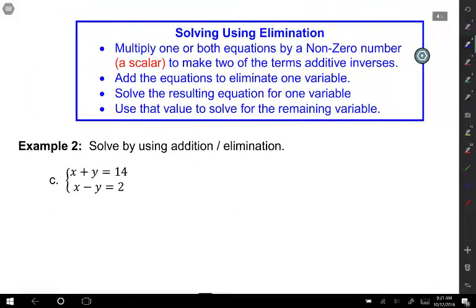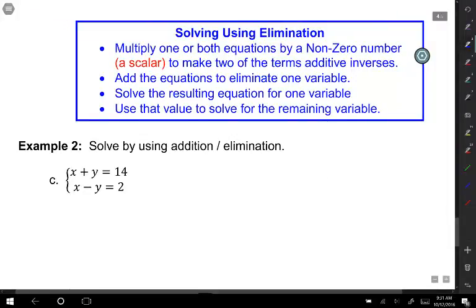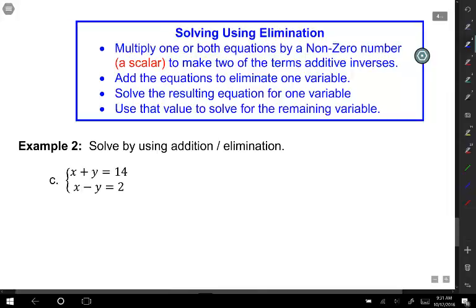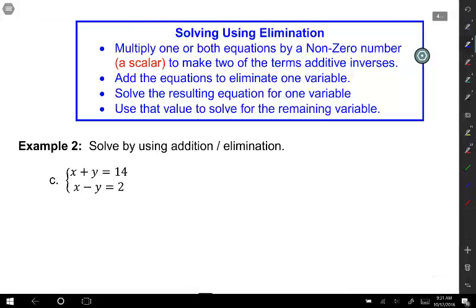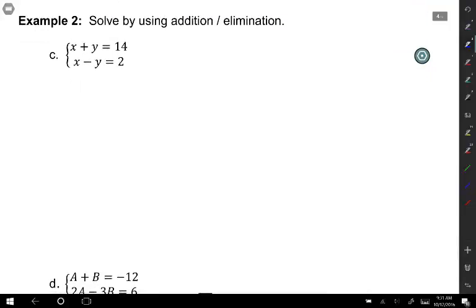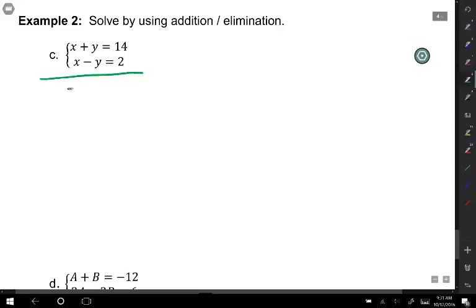Let's actually look at this, our general guidance. It said multiply one or both equations by a non-zero number called a scalar to make 2 of the terms additive inverses. That's that fancy word. Add the equations to eliminate one variable, solve what's left, and use that value to solve. All right. What would you call this? Would you call this an easy elimination problem? Easy. Simple. Why? Because it's already set up for you. Do I need a scalar? No. Okay, so this is almost like a level 0. So let's just add these up. It's so easy, I'm going green.